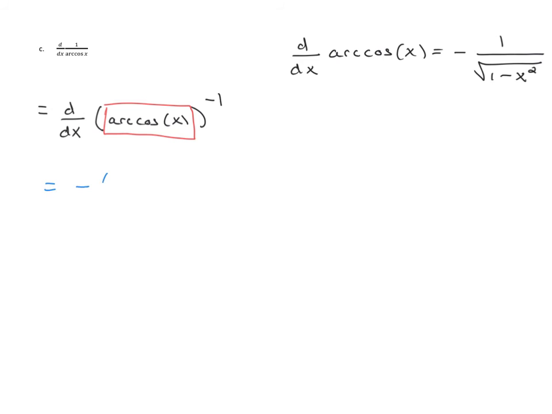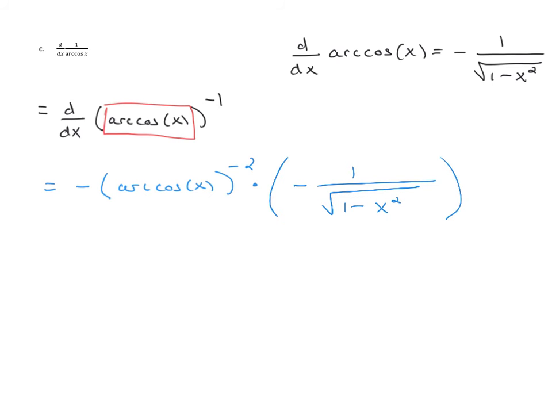I bring the negative down front, and I copy down the inside, and I subtract 1 from the exponent. I then multiply by the derivative of just arc cosine, which is equal to this. So I'm just going to multiply by that whole thing. And this is my answer.